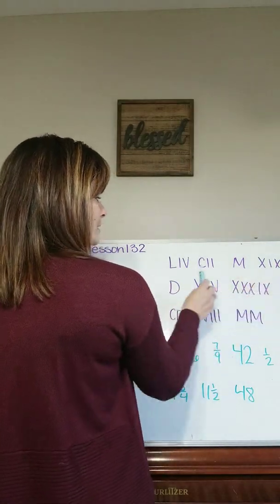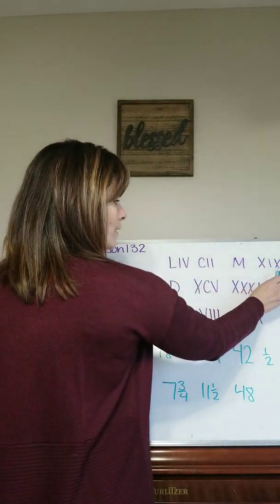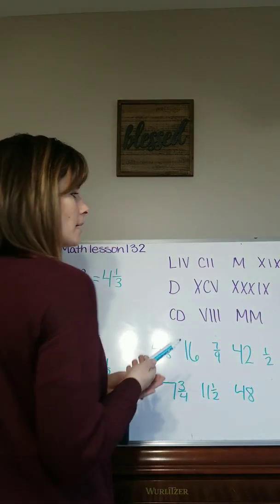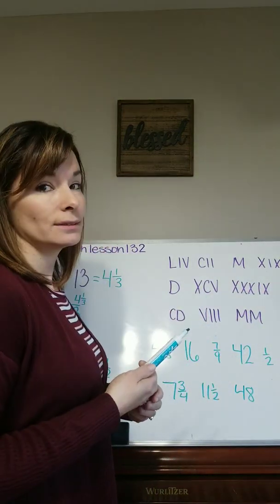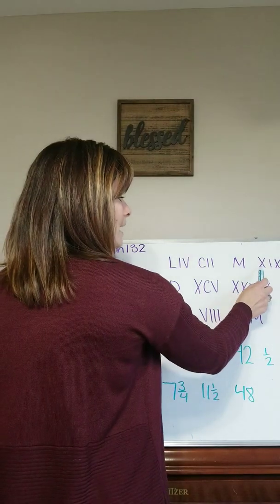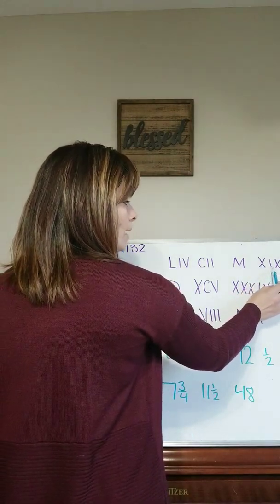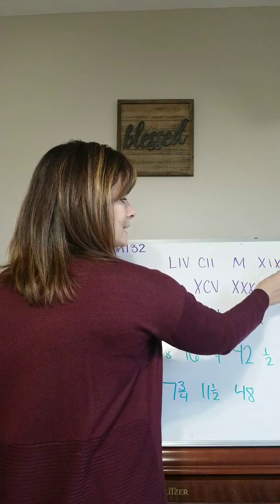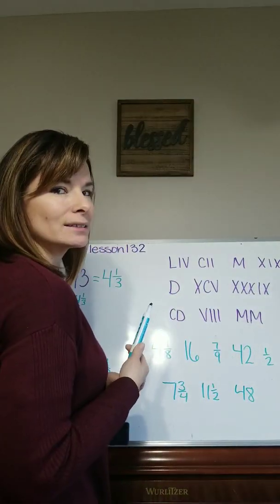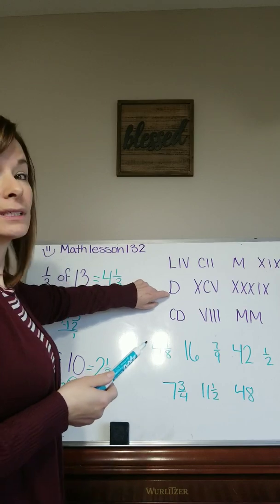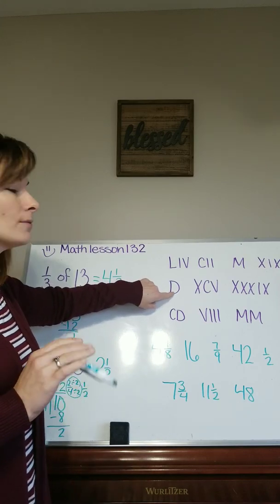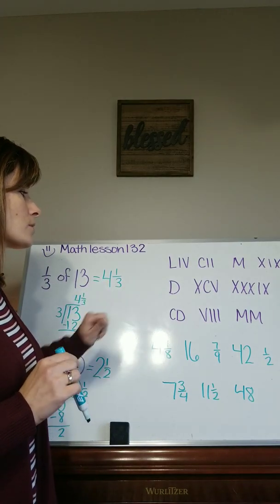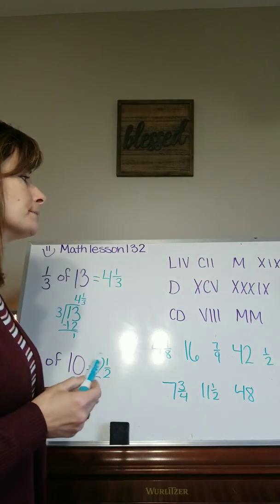Okay, now XIX. Remember what I said over here. Whenever there's an I in front of something, you're taking away from that something. So what is X anyways? 10. So if I have 10, and then I have 10 minus 1, that's 9. So what is a 10 and a 9? This is 19. Okay, D. This is another pretty big one. All by itself, 500. So D is 500, M is 1,000.